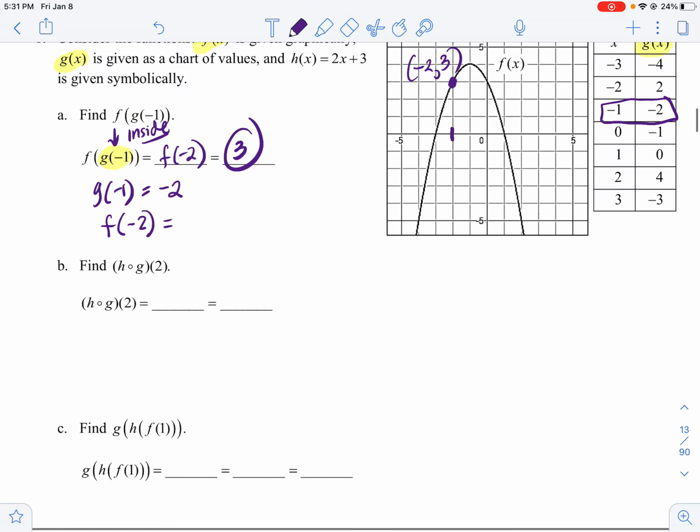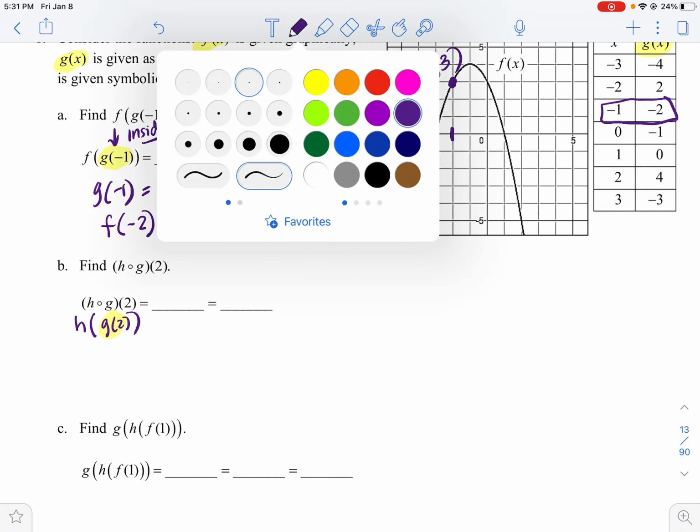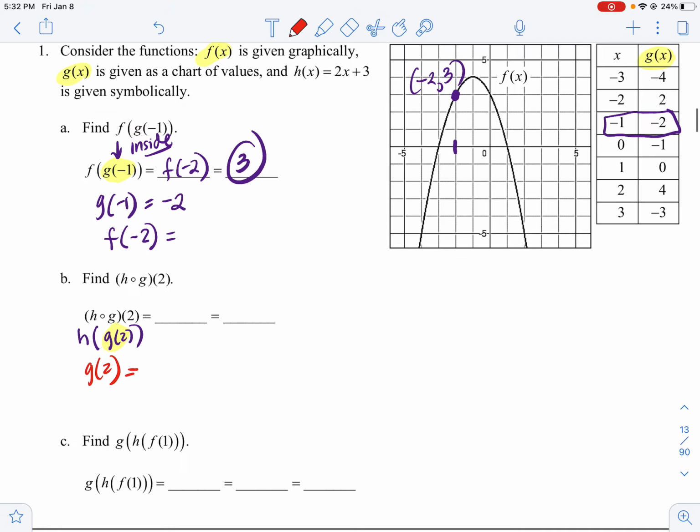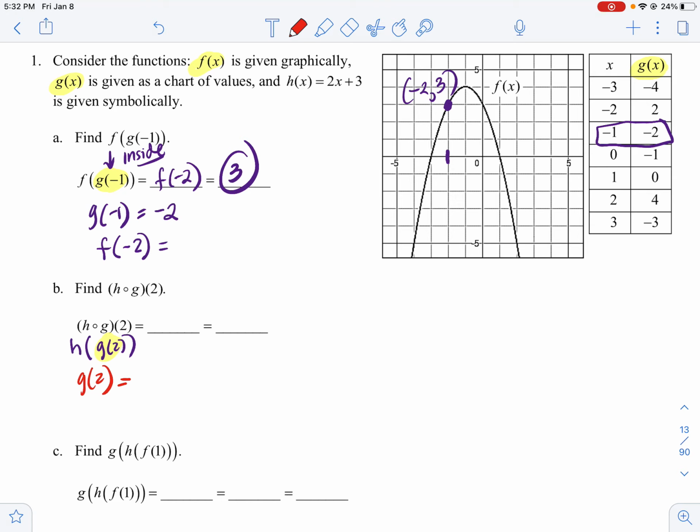Moving on. Remember, we can write this as h of g of 2. Okay, we'll solve the inside function first. Let's change the color. What is g of 2? Because we're talking about g of 2, we're looking at the table. So g of 2 is a 4.